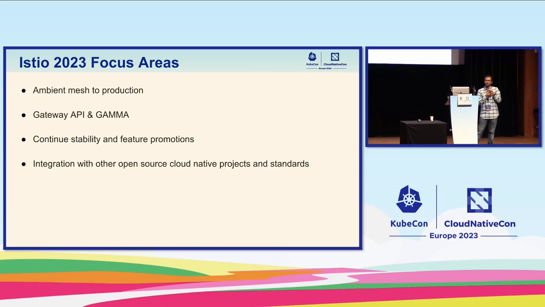And then the last thing is really important for a thriving open source community, which is how can we integrate natively with other cloud native projects? How can we integrate with other standards? We want to be a good citizen in this community and play well with projects like SPIRE. We saw some native integration last year with SPIRE. We want to integrate with OpenTelemetry. We are already working with Prometheus, Jaeger.